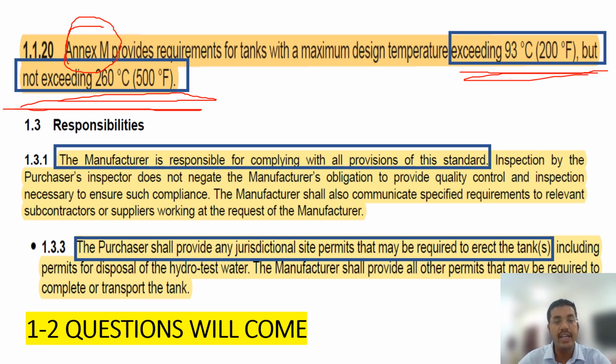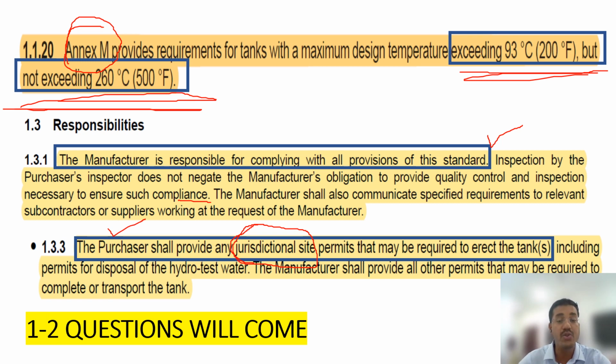The manufacturer is responsible for complying with all the provisions of the standard. Manufacturer means who is manufacturing, the EPC company. Inspection by the purchaser's inspector does not negate the manufacturer's obligation to provide quality control and inspection necessary to ensure such compliance. The purchaser shall provide any jurisdiction site permit that may be required to erect the tanks. Jurisdiction means the local authority. So the purchaser, or the owner, always provides it.